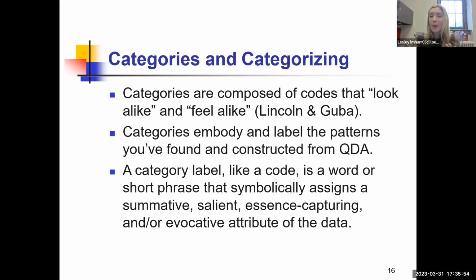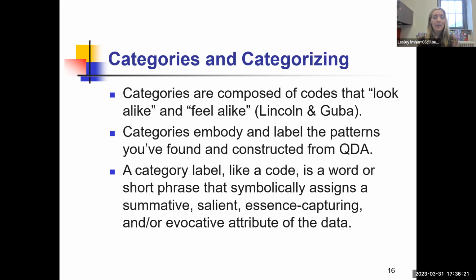How do we go about categorizing? According to Guba and Lincoln, who are other qualitative authors, we look for codes that look alike and feel alike. We categorize them together, and then we might be able to come up with a code that has earned its way into our code book that we might lay over our entire data analysis.